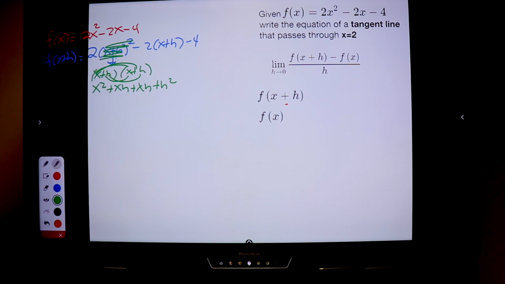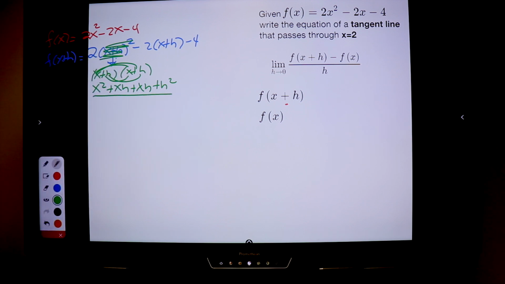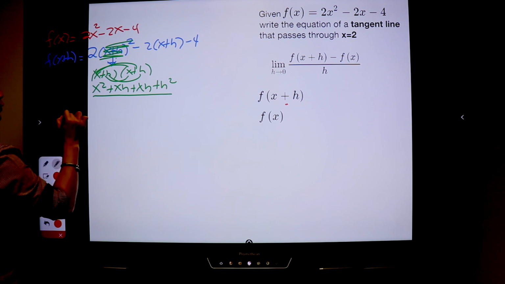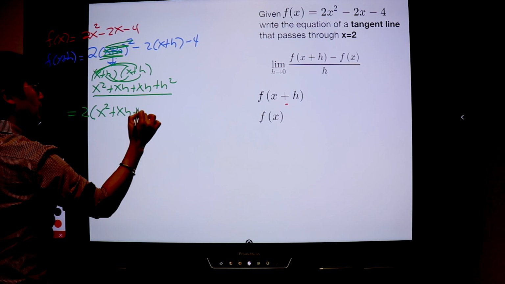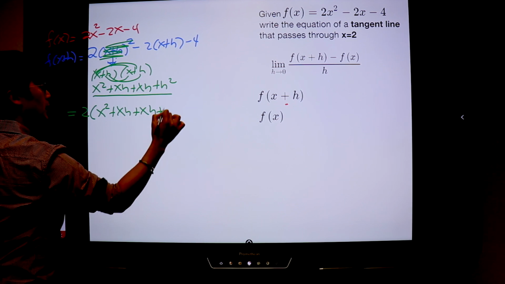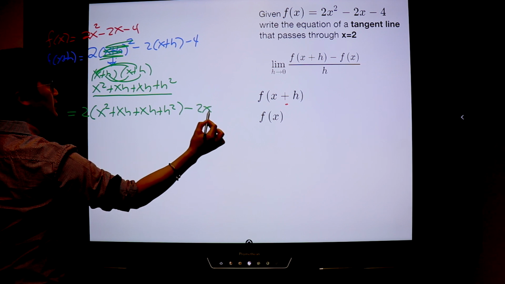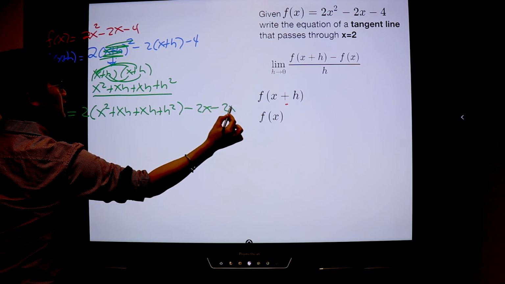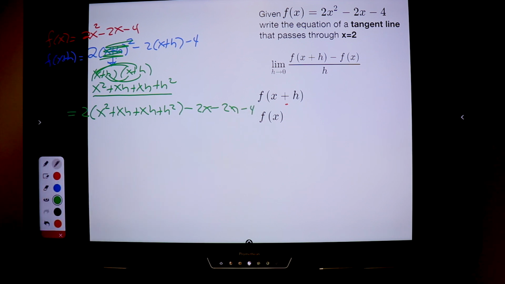We can get rid of that and use the expanded form of our x plus h quantity squared. So we'll have 2 times x squared plus xh plus xh plus h squared minus 2x minus 2h minus 4. Did I do my math right? Okay. Can I further simplify this? Yes.